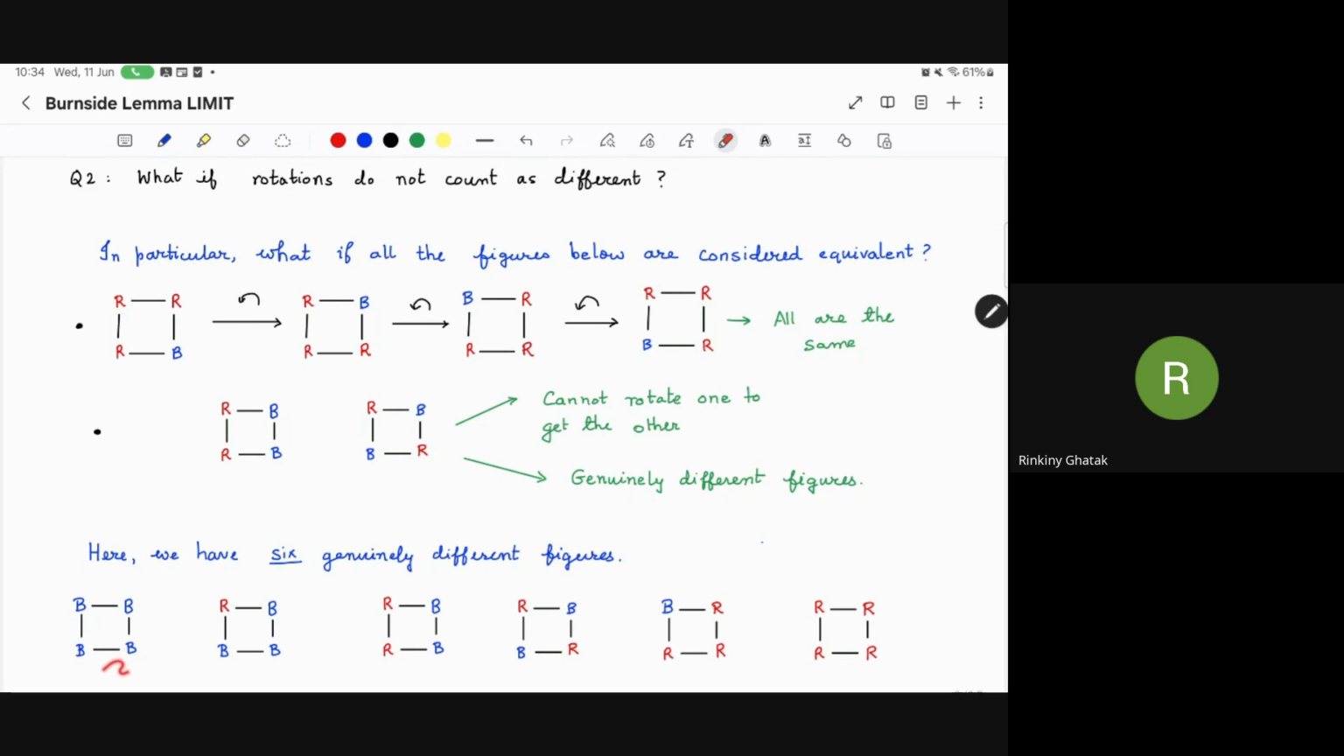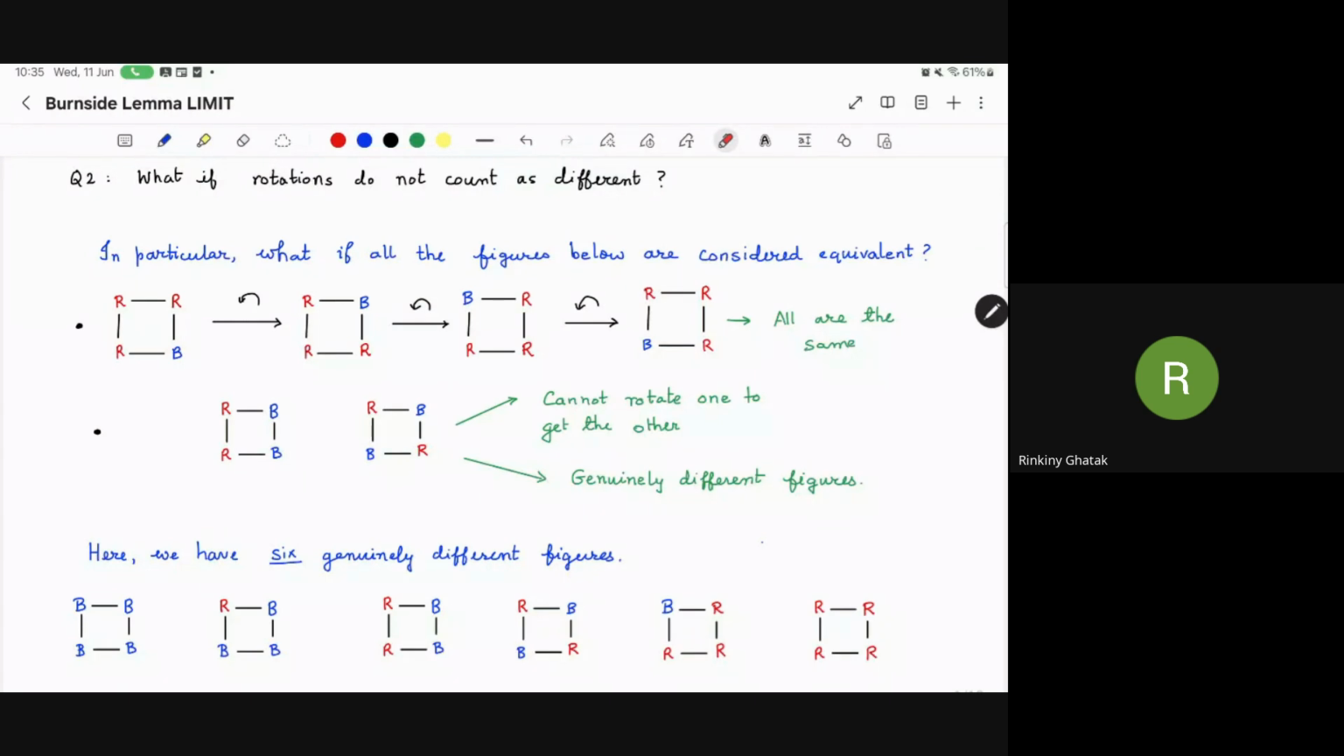Obviously, if the number of reds and blues are different, there's no way to rotate one into the other. So if you have all blue, this is the only option. If you have all blue but one red, this is the only option. 2 reds and 2 blues, you would find 2 options. And correspondingly, for 3 red and 1 blue, there's 1 option. And all 4 reds, this is the only option.